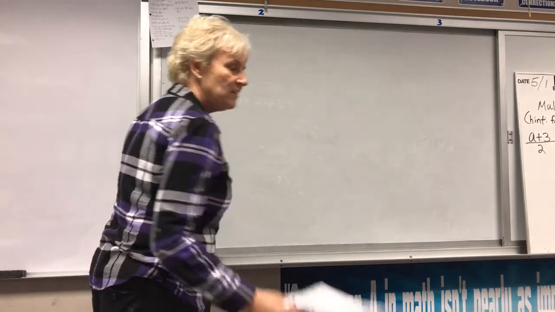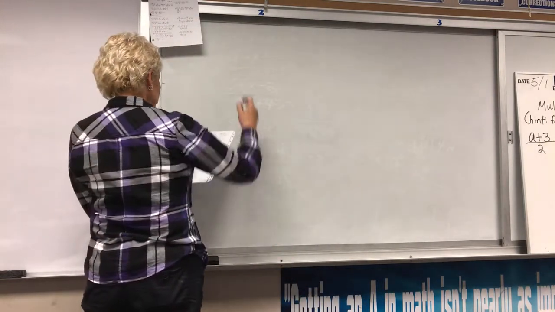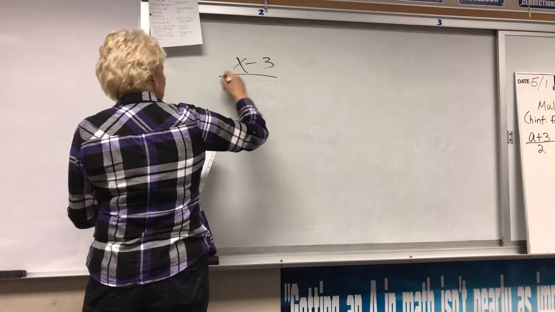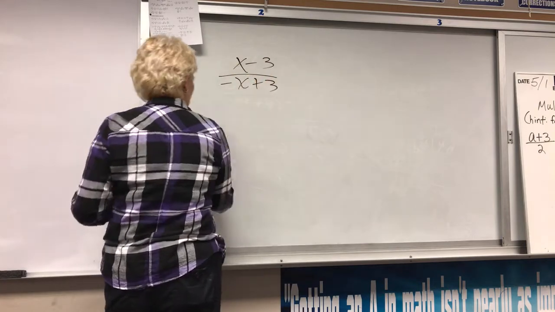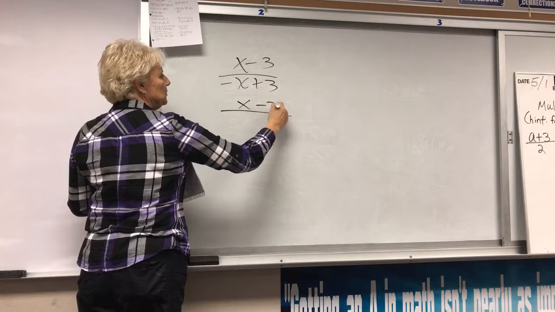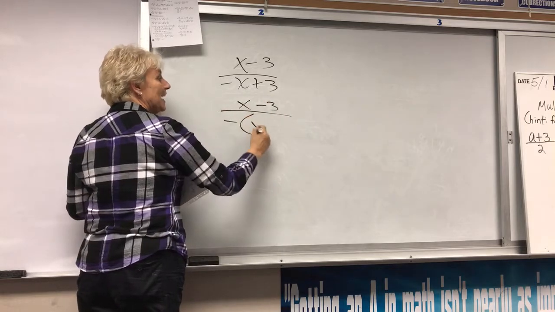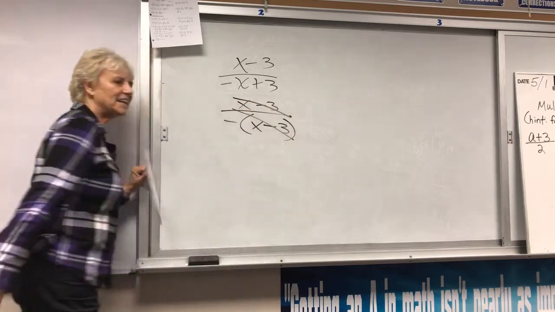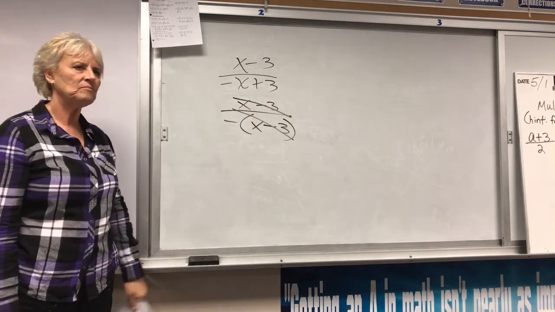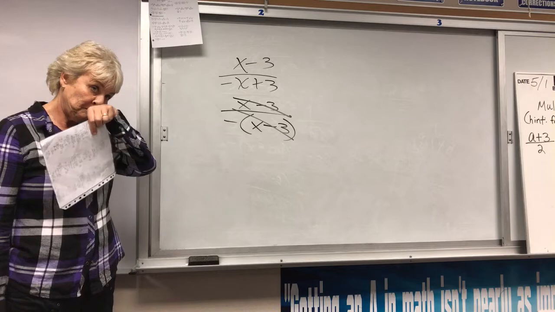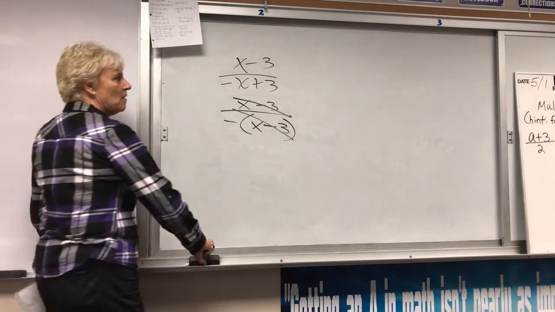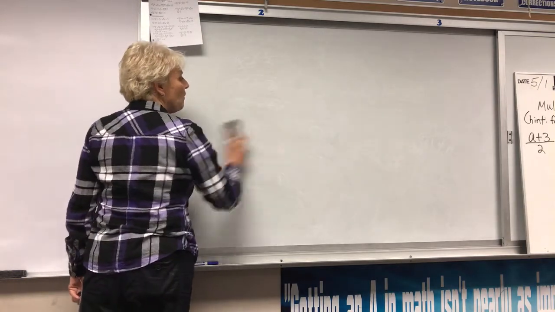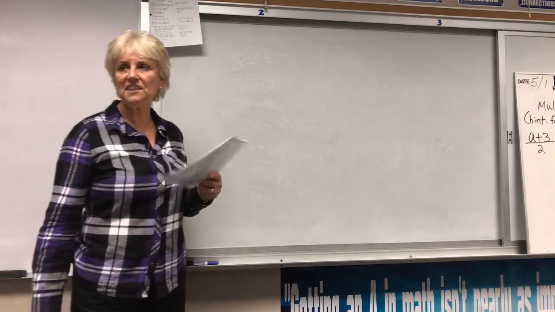Okay. 16. x minus 3, negative x plus 3. x minus 3, take out the negative, and you get x minus 3 over negative 1. I saw a lot of you left that. One more. You get plenty of factoring practice in today's lesson.